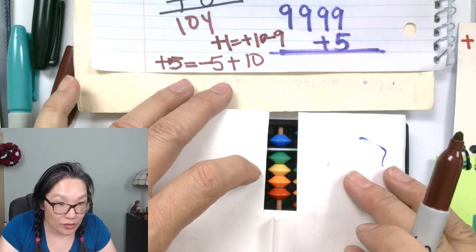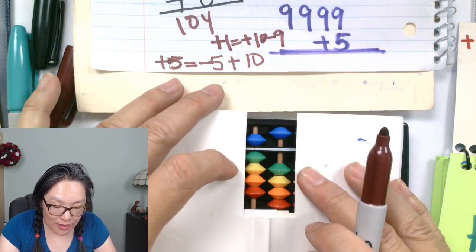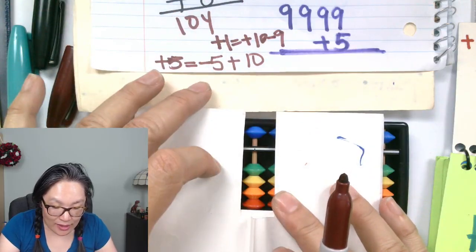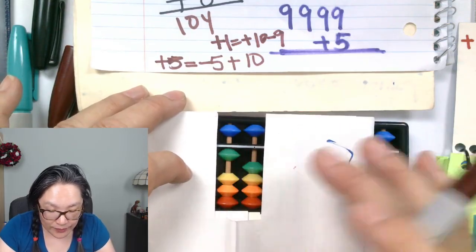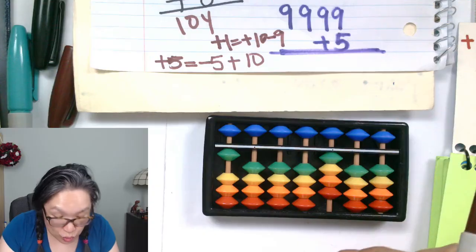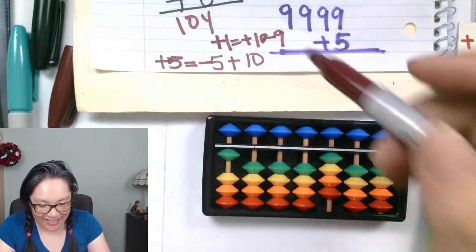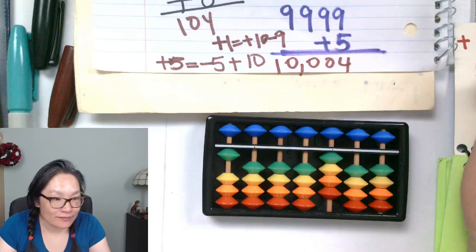Oh, look, I can't do it. So I'm going to minus the 9 and then plus the 10. Still can't do it. I'm going to minus the 9 and then I'm going to plus the 10. Oh, yeah, I could do it now. I'm going to add the 1. So my final answer is 10,004.